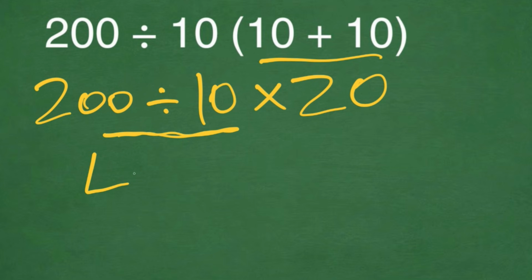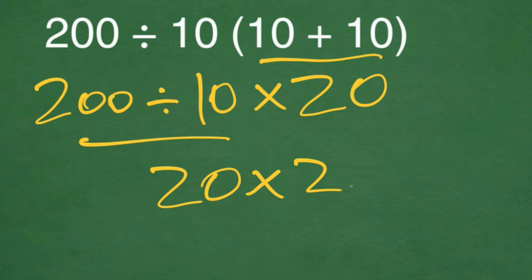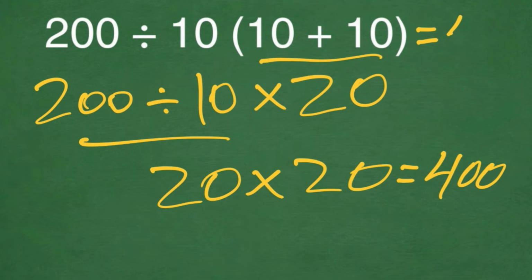Because we are solving the problem left to right. Why? Because multiplication and division have equal priority, right? If they don't have equal priority, we are going to prioritize the operation that has higher priority. But in this case, it's division and multiplication, so we wouldn't prioritize one over another. So 200 divided by 10 gives us 20, and 20 times 20 is equal to 400. So the final answer to this question is 400.